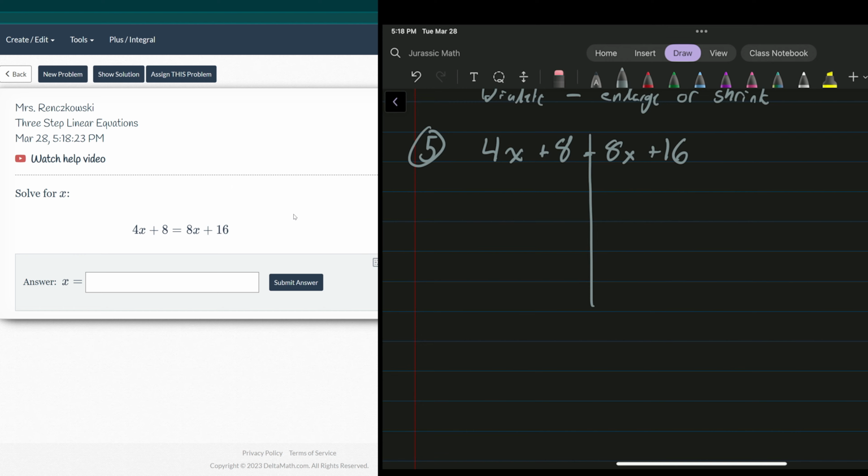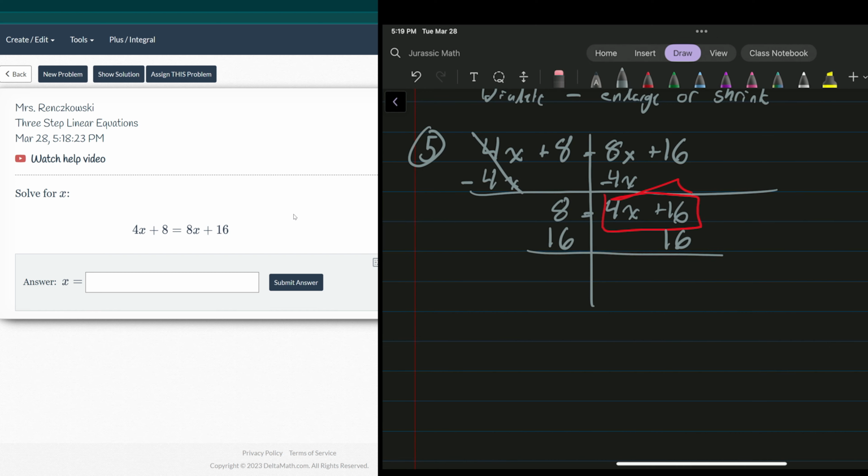Get rid of the smaller one. So we have a 4x and an 8x. The 4x is definitely smaller, and we are going to subtract. The two 4x's cancel. We're left with an 8 over there equals 4x plus 16. Draw your house on the side with the variable. Well, the number that's furthest from the variable in the house is 16. So I'm going to get the 16 over there.